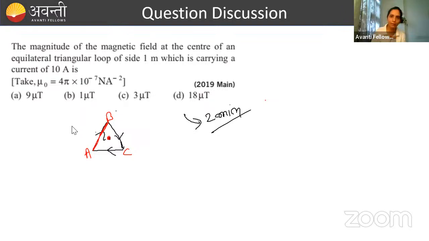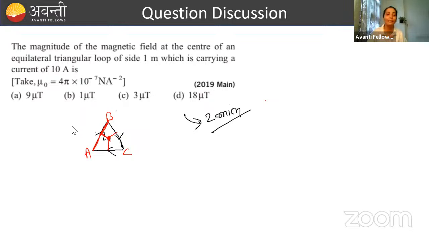Why the same? Because this is an equilateral triangle. The distance of any side from the center will be the same, because this is symmetrical, right? So this distance is going to be the same. And the direction will be what?